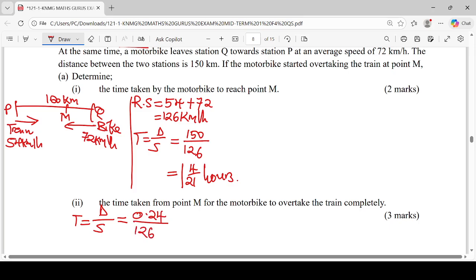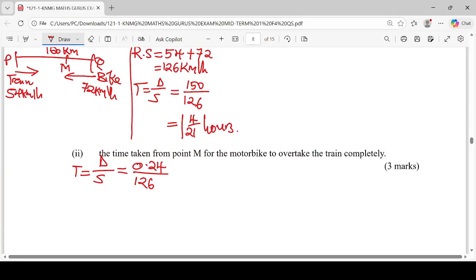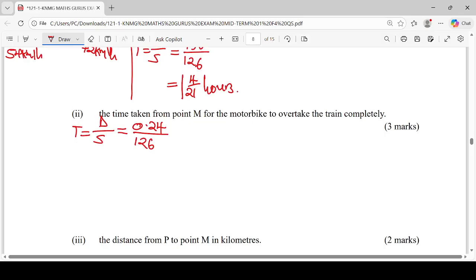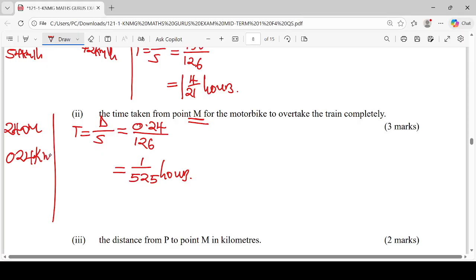And this is going to give us 1/525 hours, the time taken from point M. Remember, it's just from point M after they began meeting. So from point M to overtake completely, the only distance to be covered is 240 meters. And remember, 240 meters is equivalent to 0.24 kilometers as our distance. That's why I used it here over the relative speed. You can see how this paper is.